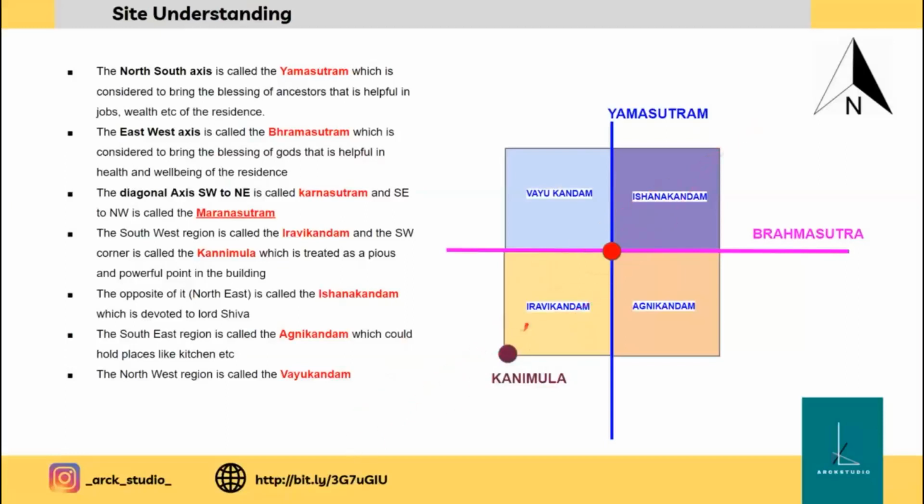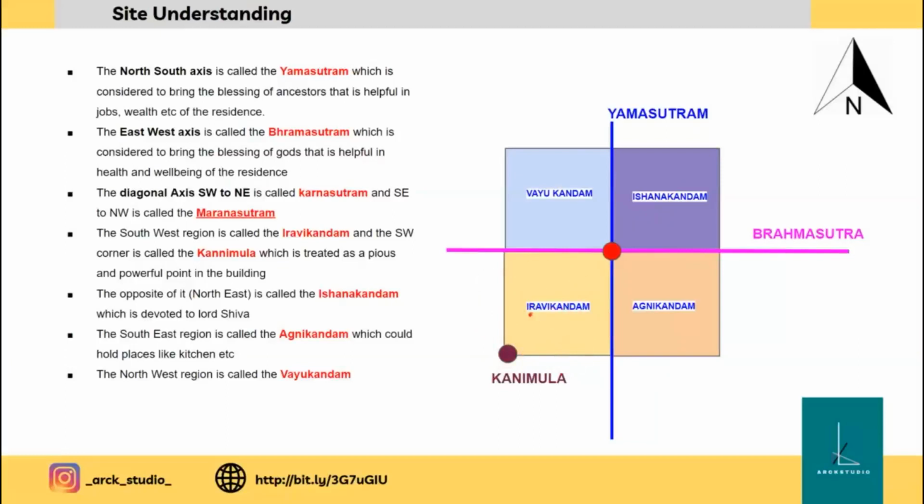Okay, so the southwest wind normally enters the building via this southwest corner point known as Kanimula. So that's the reason the highest wind flow happens in this region, and it would also cause the region to have more of an energized manner. That's the reason why this is really pious as well.